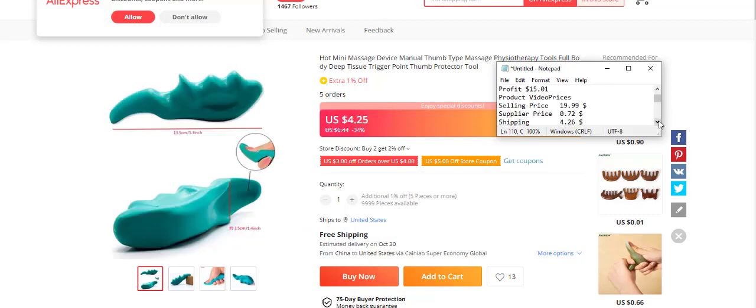The selling price of the product is $19.99. You can buy it for $0.72, shipping fee of $4.26, profit margin of $15, which is a good profit margin per every sale you make.